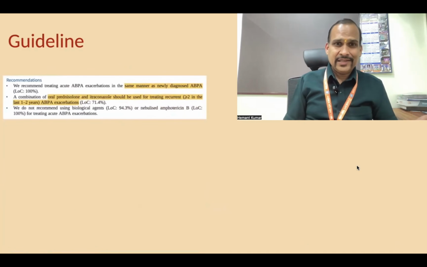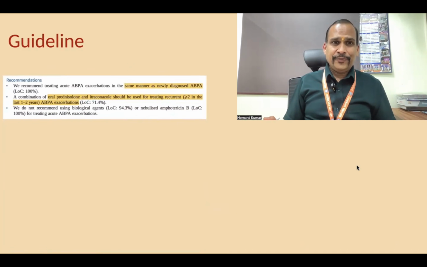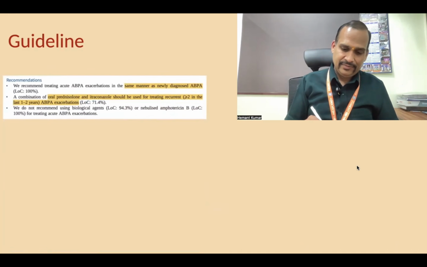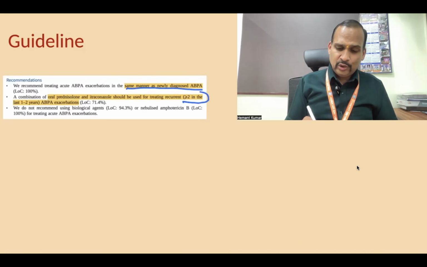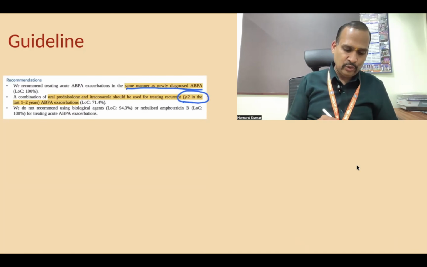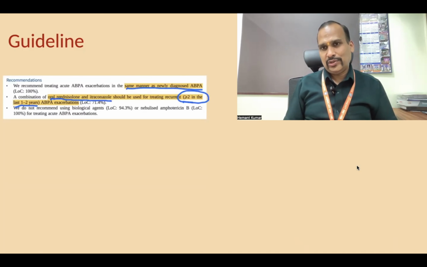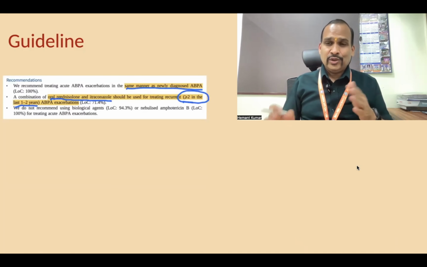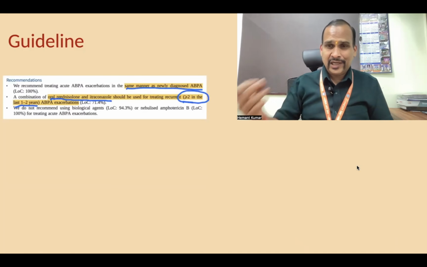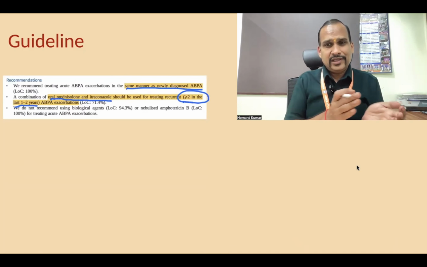So what does guideline say? If the patient is having ABPA exacerbation, you have to treat the same as newly diagnosed ABPA. If the patient is having two or more exacerbations in the last 1 to 2 years, then we have to give a combination of prednisolone and itraconazole. So in our patient with a second acute attack or second exacerbation, we can combine itraconazole, or we can treat with steroid also.